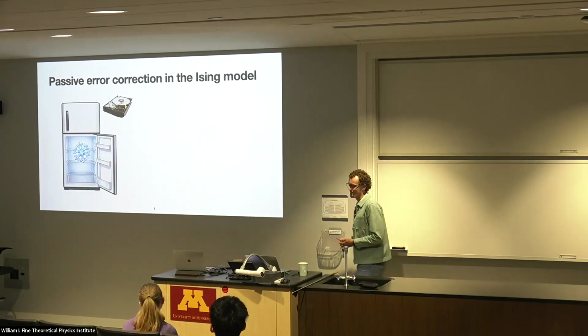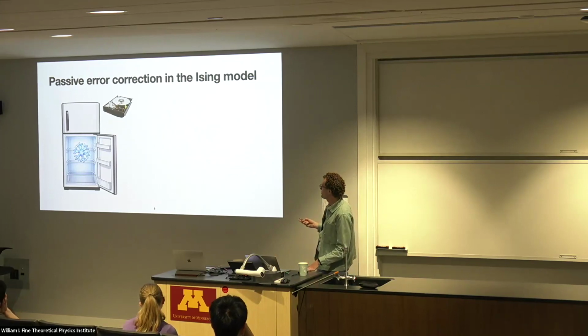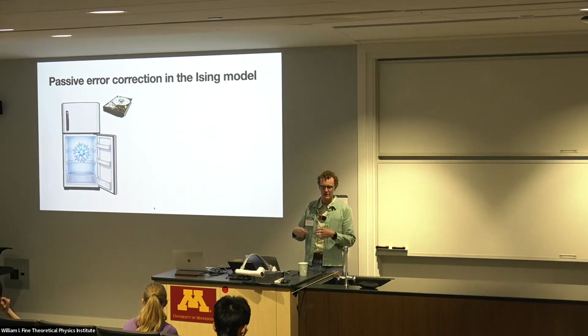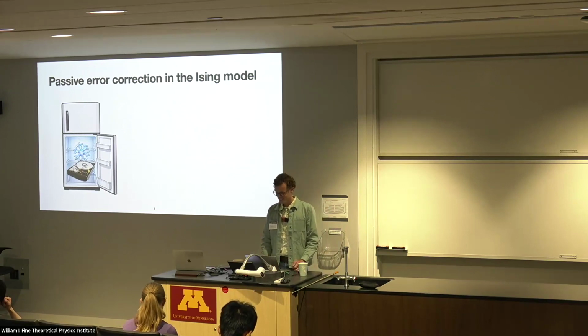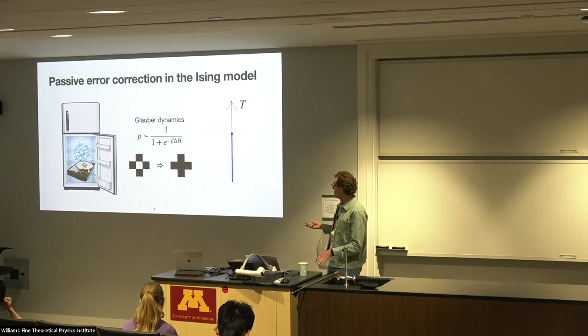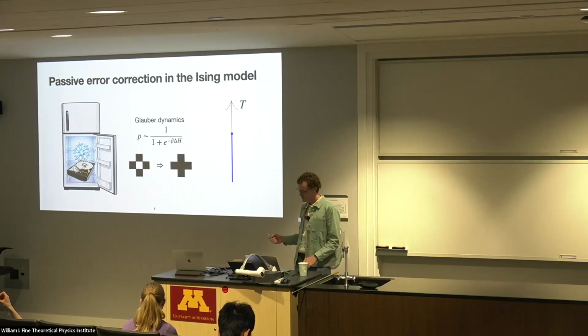The paradigmatic example is the Ising model. Let's say you have some magnetic hard drive, which has little magnetic domains in it, and you want these magnetic domains to maintain their magnetization. So you put them in your cold fridge. And then you can model this with Glauber dynamics. So every spin looks at the four spins around it and just tries to match them with some probability based on the temperature. And these dynamics have a phase transition.